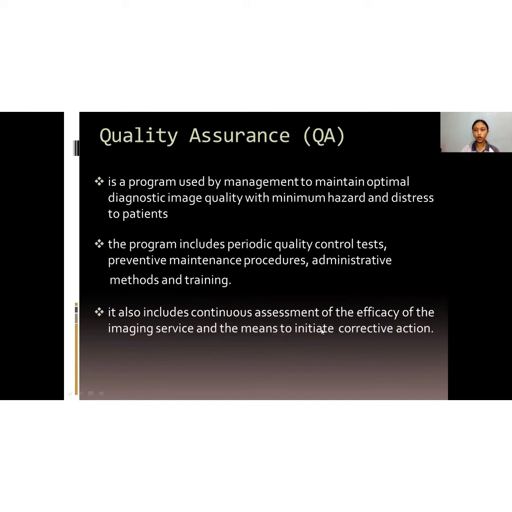Quality Assurance, or QA. Quality assurance is a program used by management to maintain optimal diagnostic image quality with minimum hazard and distress to patients. The program includes periodic quality control tests, preventive maintenance procedures, administrative methods, and training. It also includes continuous assessment of the efficacy of the imaging service and the means to initiate corrective action.